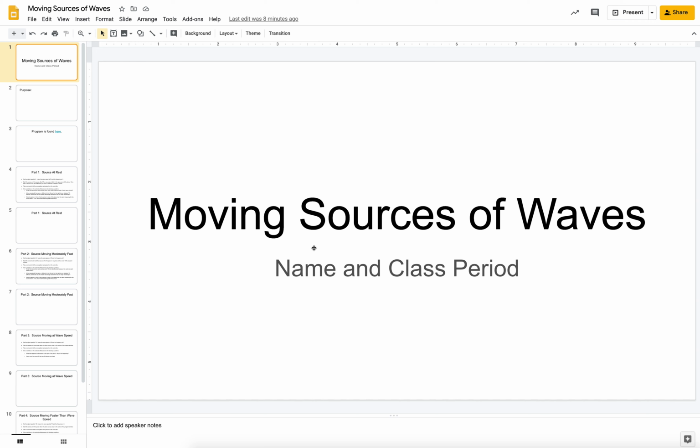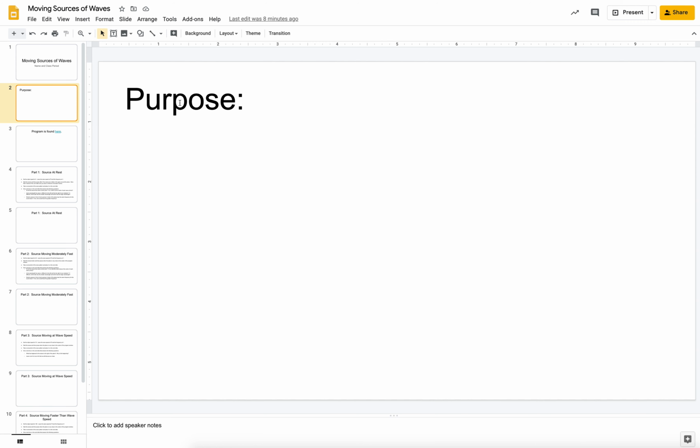What happens when the source of sound or light or any other kind of wave is in motion? So whatever it is that's making the wave is moving. And that is our purpose for today's lab. Once again, to see how the sound or light waves change when the source of the waves is in motion.